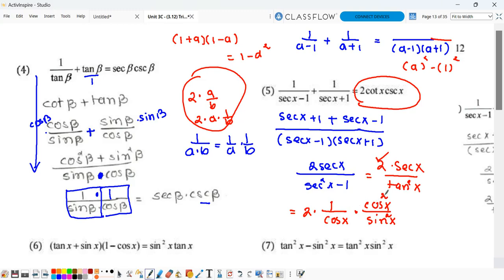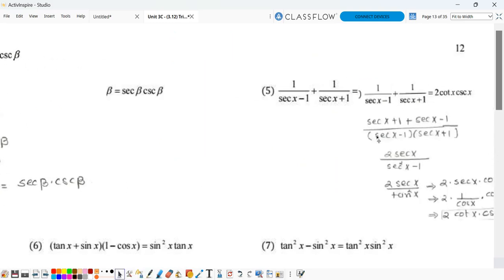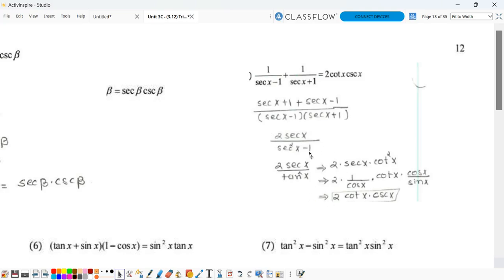Okay, so what do we do? We can clearly see one of the cosines gets divided out. So 2 cosine, and there are two sines here. So 2 times cosine x over sine x times sine x. Think of it this way. And 2 is there. This becomes cotangent, and 1 over sine becomes cosecant. So what I did here is, let me explain, I already have it written here.